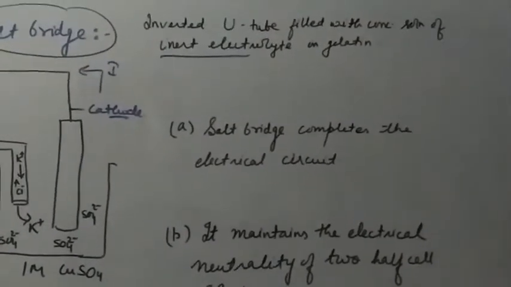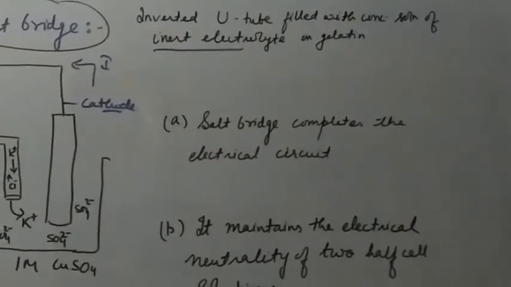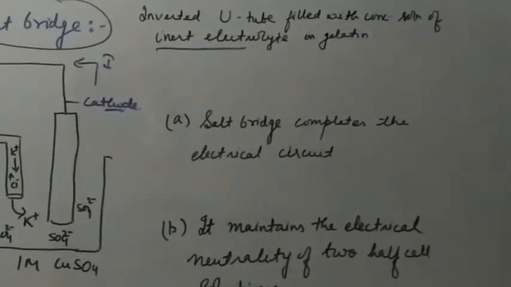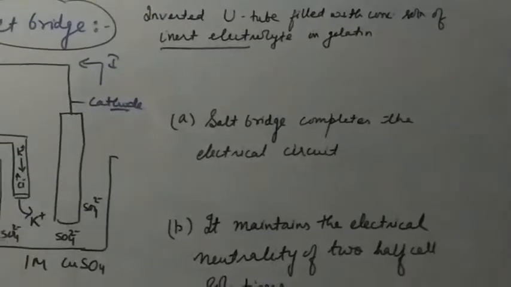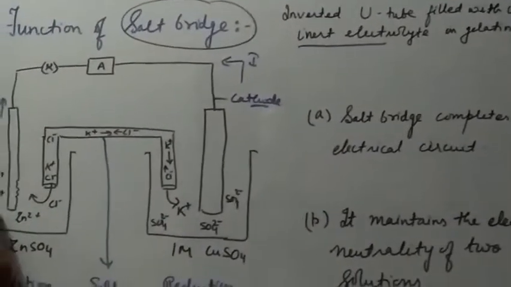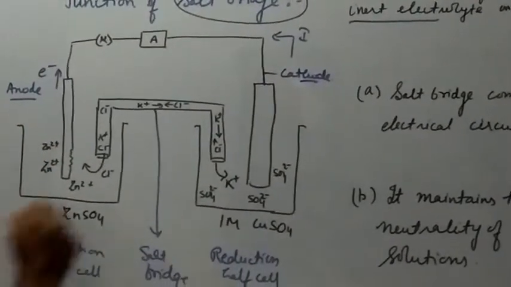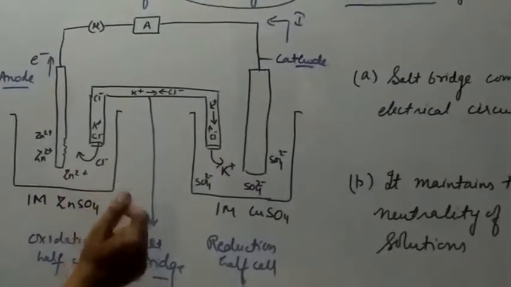Now what will happen as time passes on, right? Gradually what will be observed is that the thickness of the two electrodes is going to change. Zinc will decrease in thickness whereas the copper electrode is going to increase.